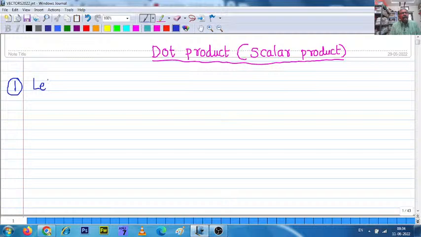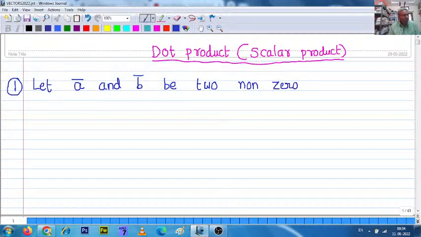Let A bar and B bar be two non-zero vectors.